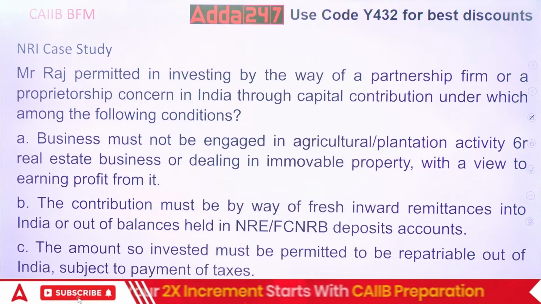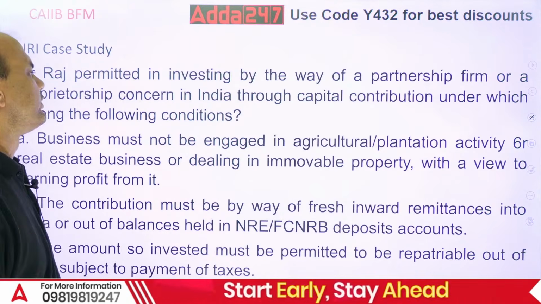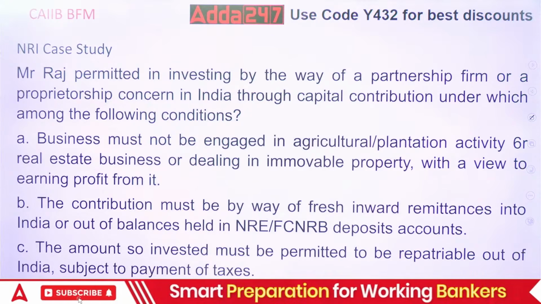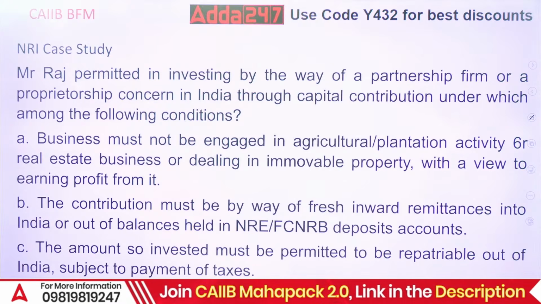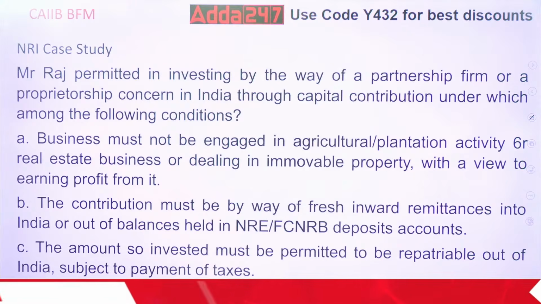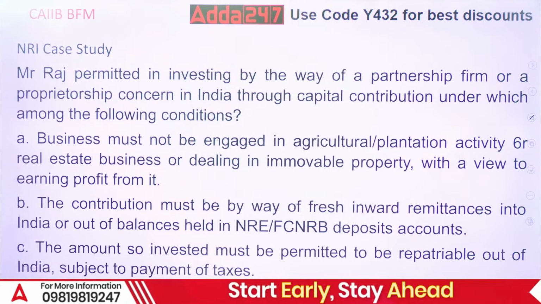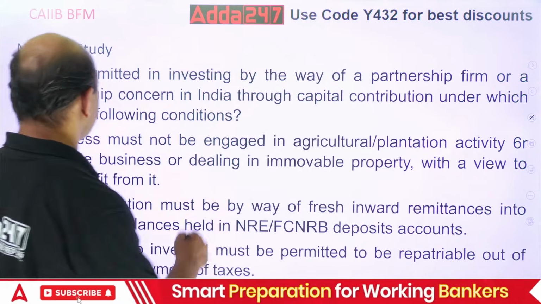See, what is the question over here? Mr. Raj is permitted to invest by way of partnership or a proprietorship concern in India through a capital contribution under which of the following conditions? The business must not be engaged in agriculture, plantation, or real estate business or dealing in immovable property with a view to earning profit from it. So this is correct.